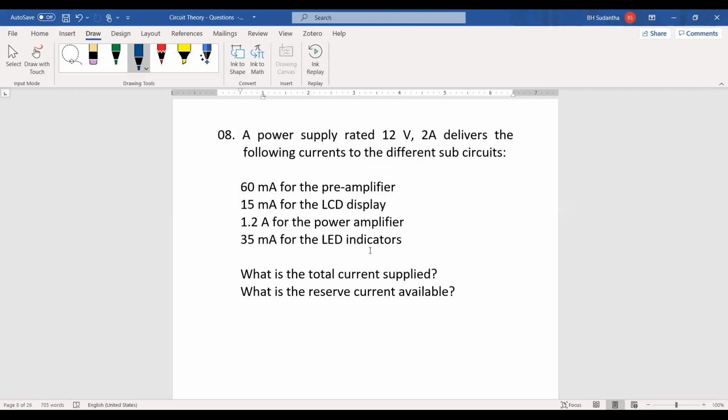Okay, the question is very simple. What is the total current supplied from the power supply? And what is the reserve current available? How much reserve current? Okay, shall you try this?